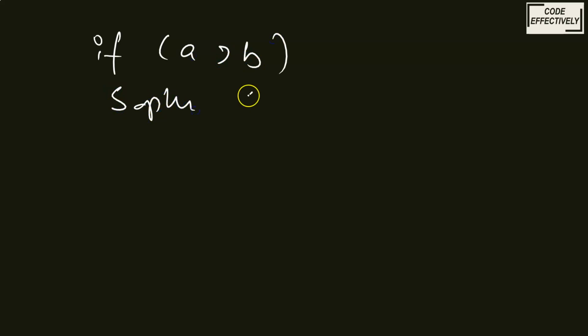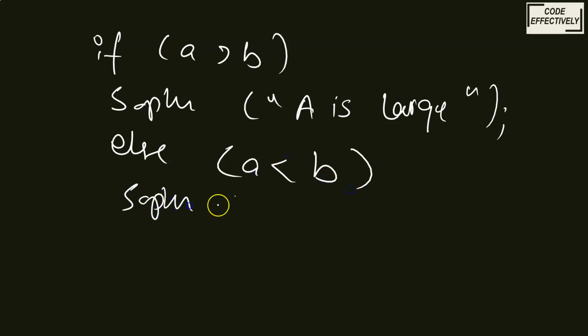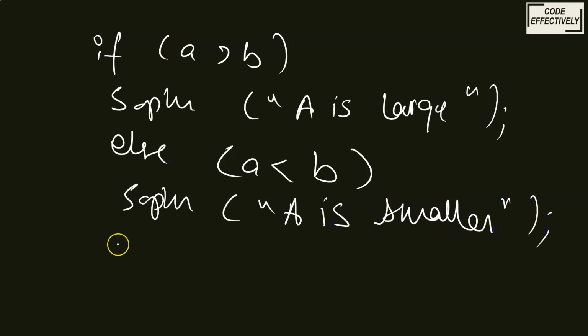In programming also, we say if A is greater than B, then we will print SOPLN, A is large. I'm just giving it in simple English, A is large or A is big. Else if A is less than B, then we can print SOPLN, A is smaller. Otherwise, else A equal B.